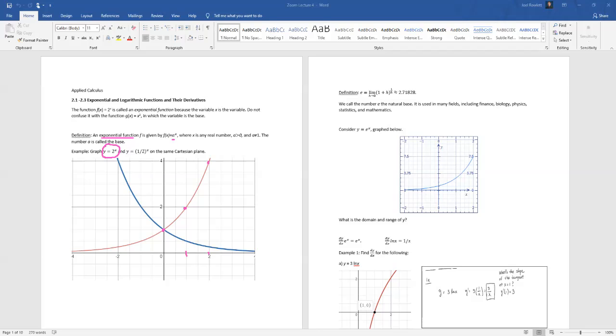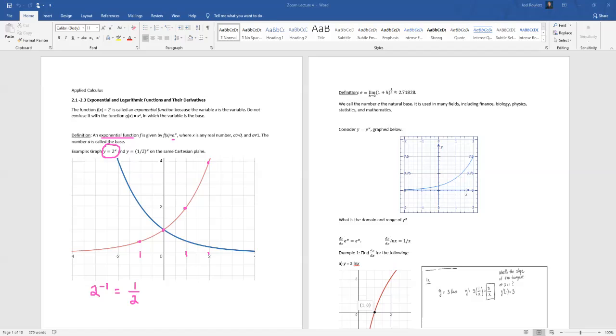Let's see what happens if x takes on a negative value. Let's say that x is -1, and we would have 2 to the power of -1. And remember, we don't want negative exponents as a rule. So I'm going to change 2 to the -1 as 1 divided by 2 to the +1, which is 1/2. And if you look at the graph above, if we let x be -1, we would go up to 1/2, and there's that point.